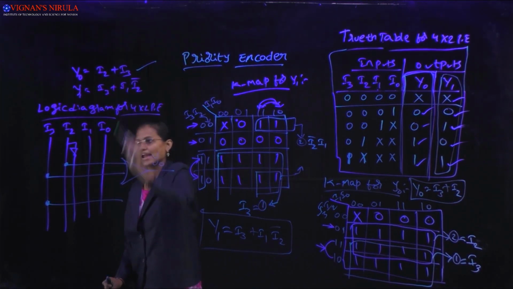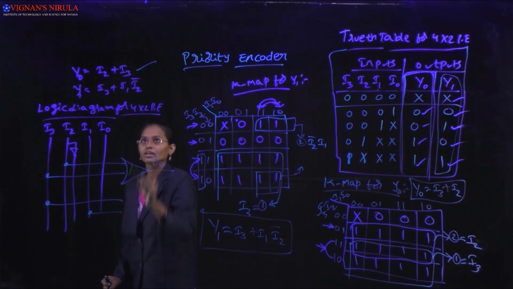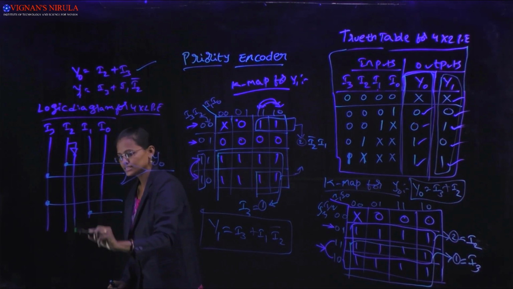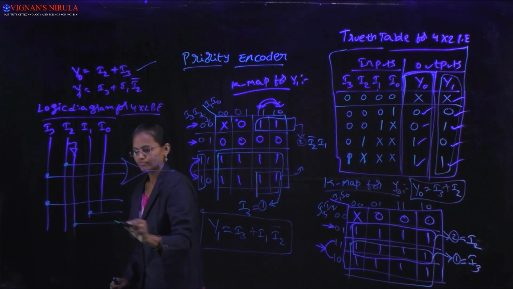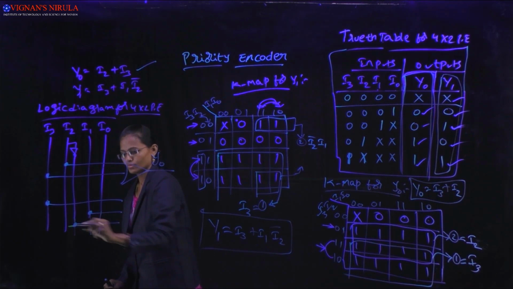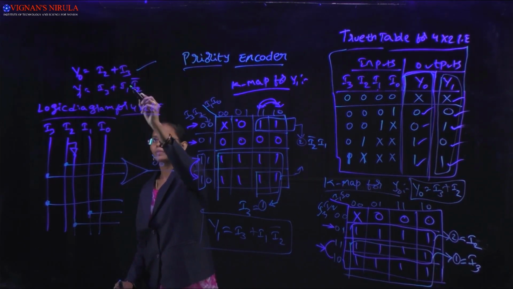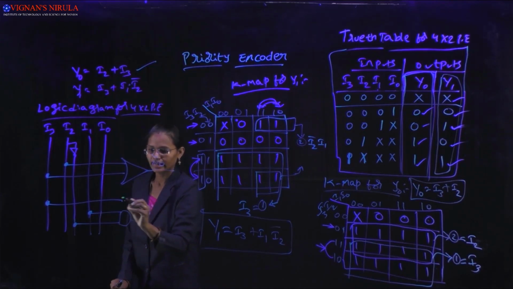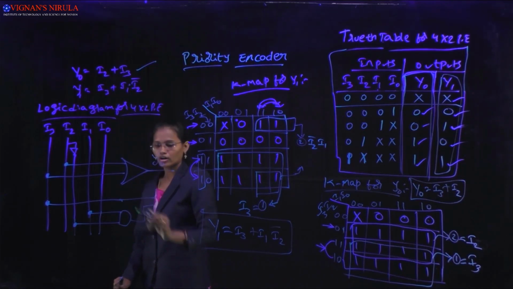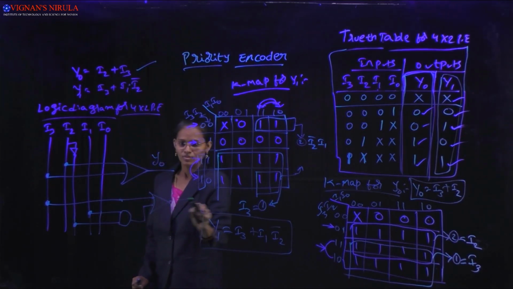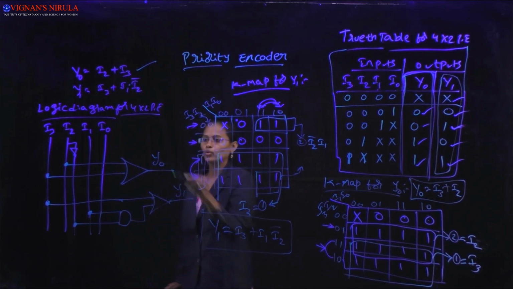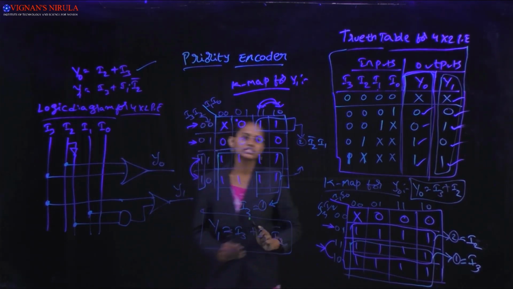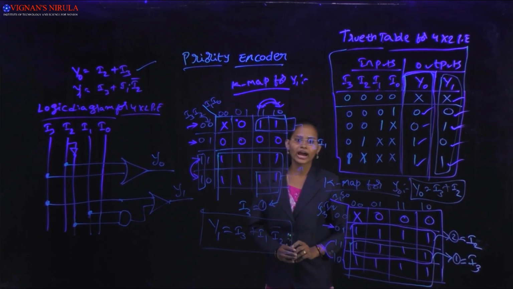And next I1. Next I2 bar. Bar is indicated by a NOT gate. And this I1 into I2 bar is an AND gate. You draw the AND gate and next connect it with OR logic. And this is Y1. 2 outputs and 4 inputs. This is overall about the 4x2 priority encoder.